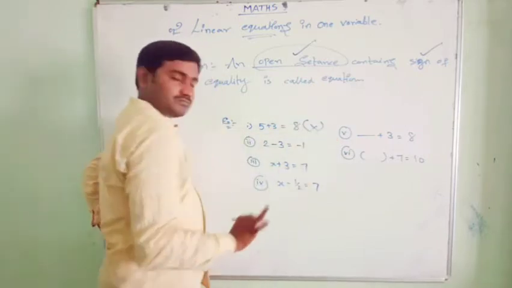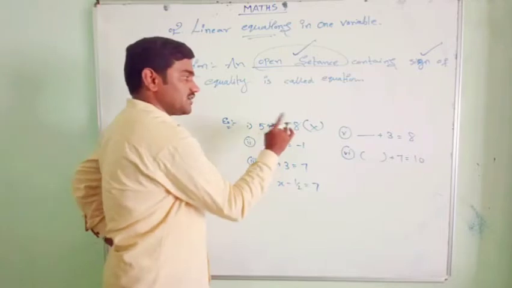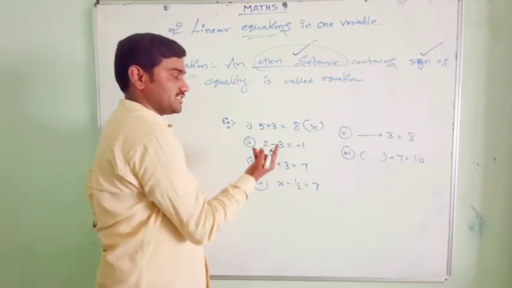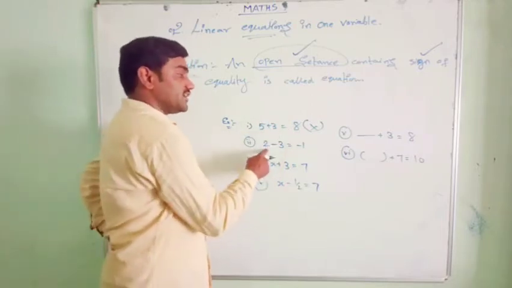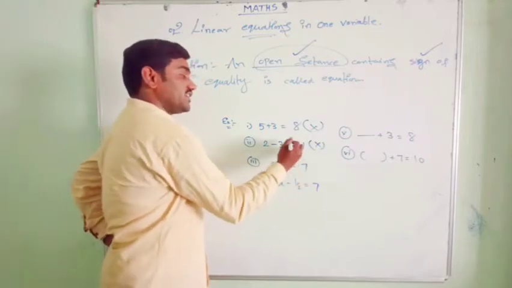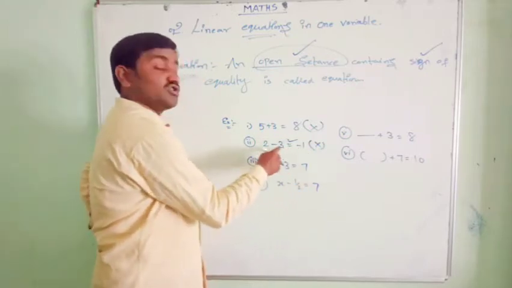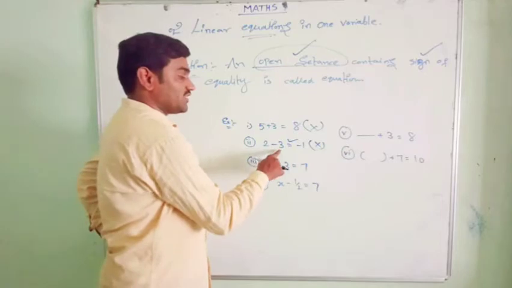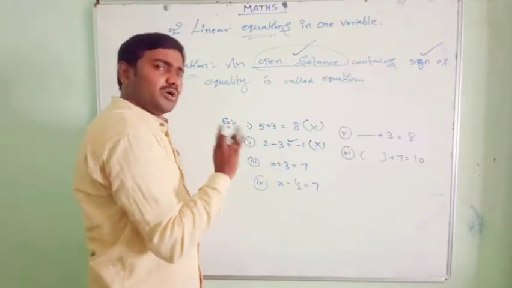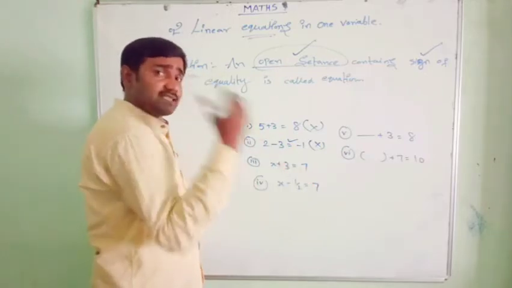It is not an equation. Even though there is an equal symbol, there is no open sentence here. See, the second one is also not an equation because even though there is an equal symbol, there is no open sentence. Instead of 2 and 3, can we substitute any other values? No. 2 and 3 are constants. We cannot change those numbers.